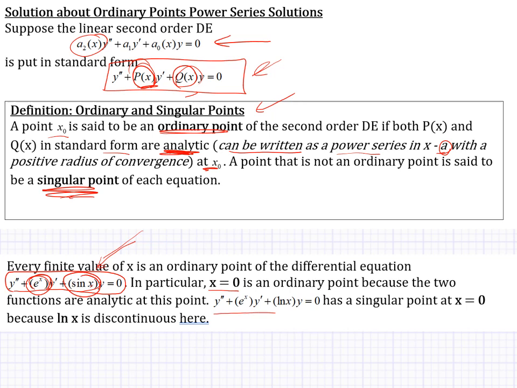Look at this differential equation here. Also a second order standard form, p of x is e to the x, same as before. Q of x is now log x. Now both of these can be written as power series. However, they cannot be written as a power series centered at 0. So therefore, this differential equation has a singular point when x equals 0, essentially because of the log x being discontinuous there, and therefore it doesn't have a power series for which x equals 0 will work.